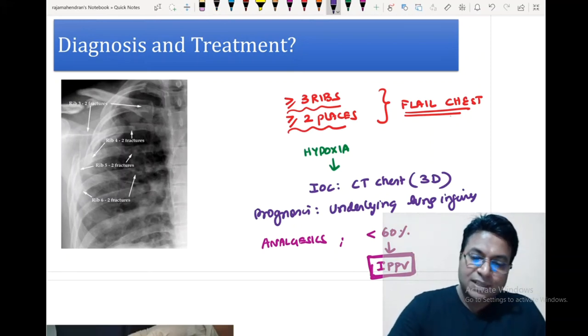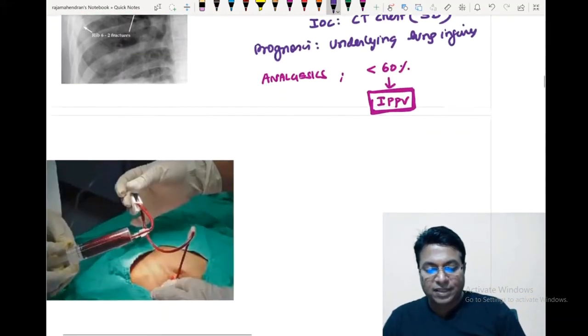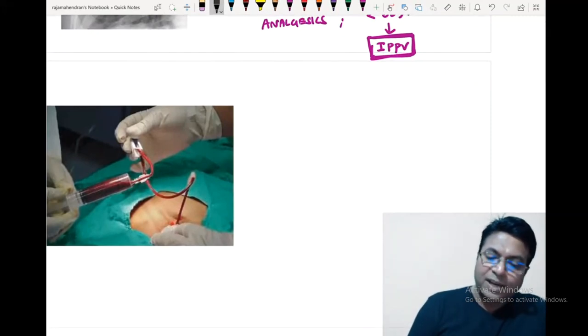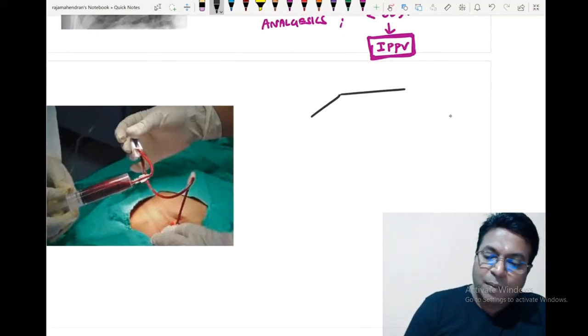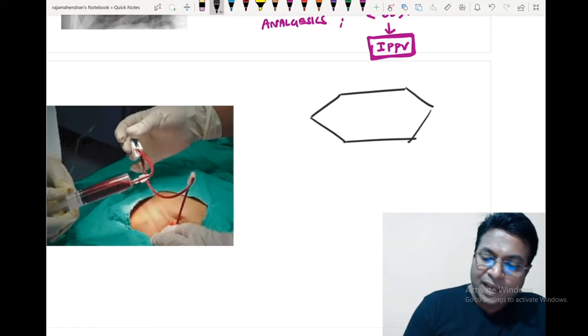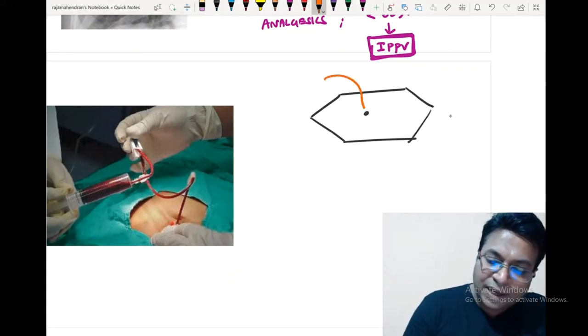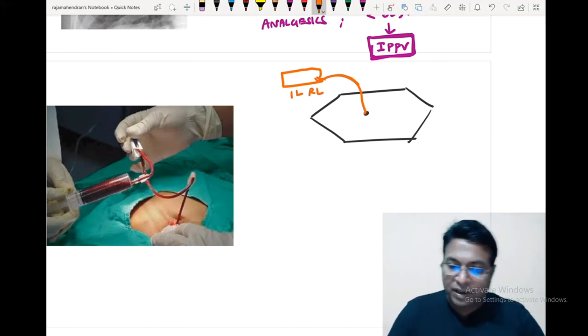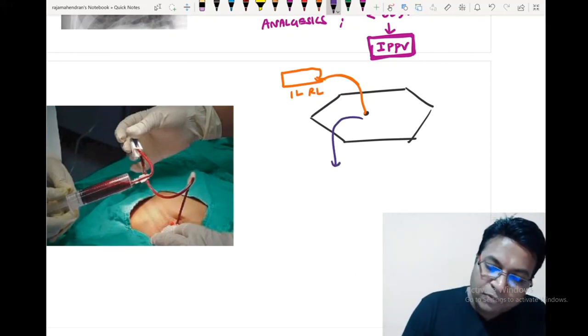So please don't forget, this is a flail chest. Never forget this for your exam. So this is a question. This is a very important question. What is going on here is, I have put a patient of abdominal injury. I have cannulated the umbilicus with the catheter, and I am going to infuse 1 liter of ringer lactate inside, and I am going to examine the fluid.